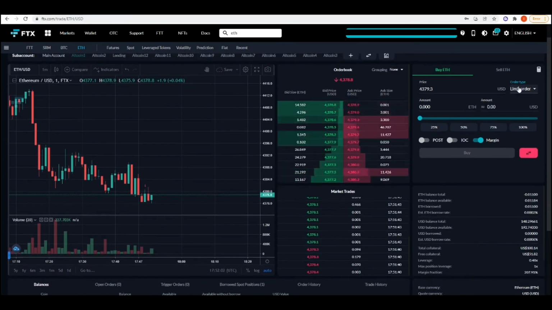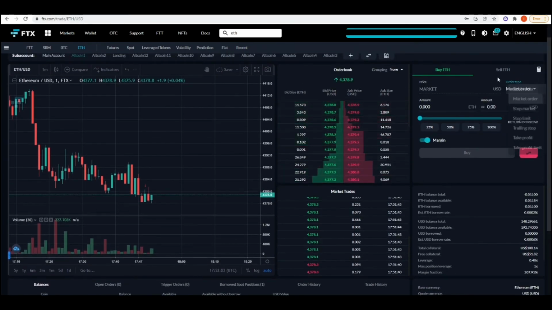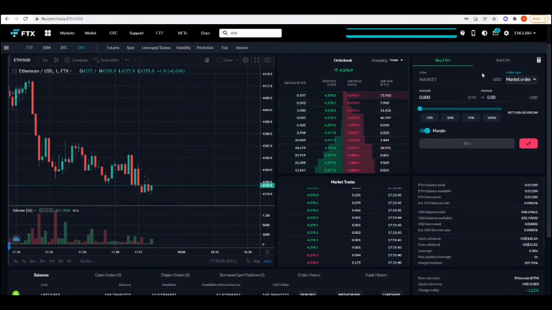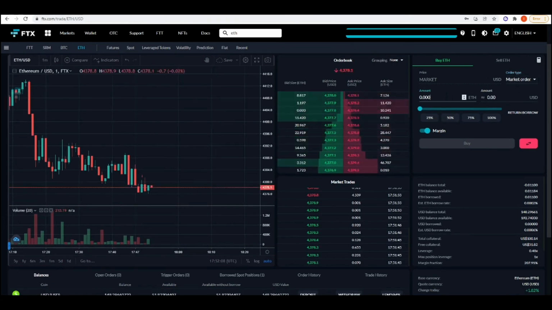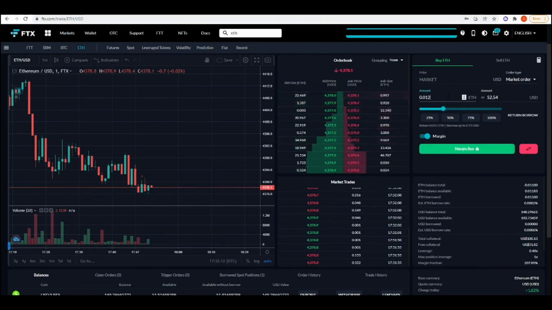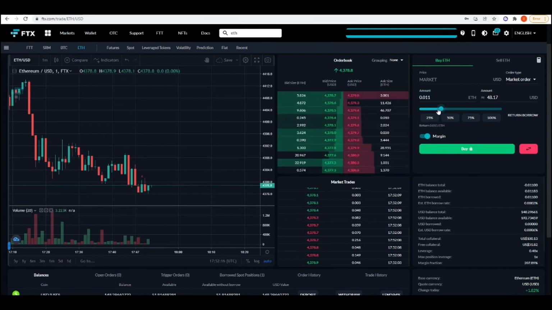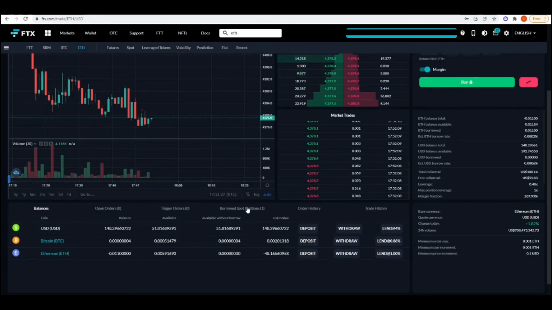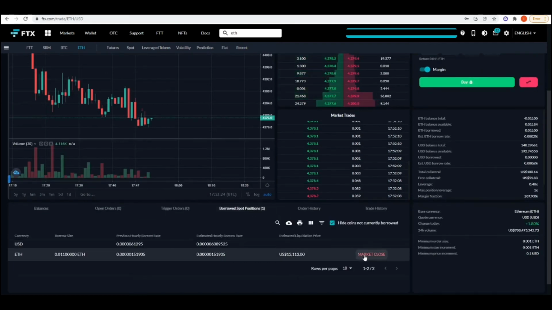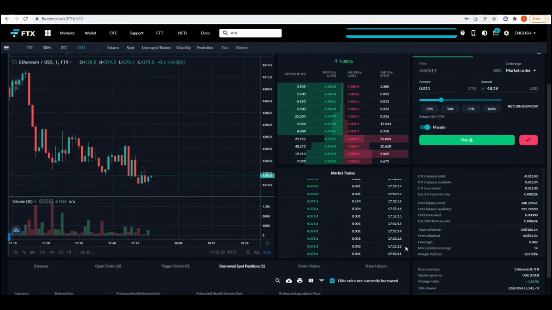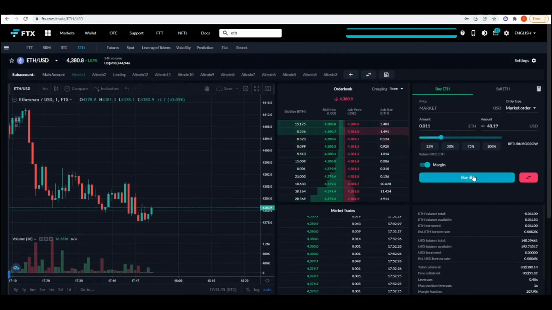So I'll show you guys how to close the short position out. So you can go here, and it was 0.011 ETH that I borrowed. So if I input that back in and I press buy, that would close my short position. Additionally, you can just go to borrowed spot position and then press market close. That will also do the same thing. But let me just do it from here. So let me just press buy. I'll do yes, place order.